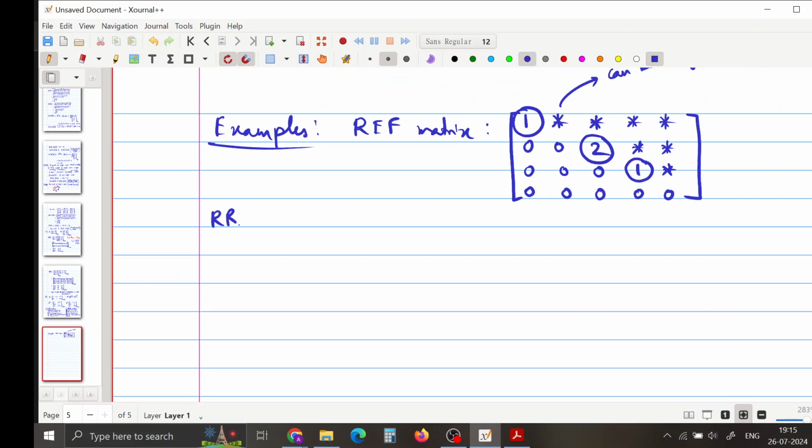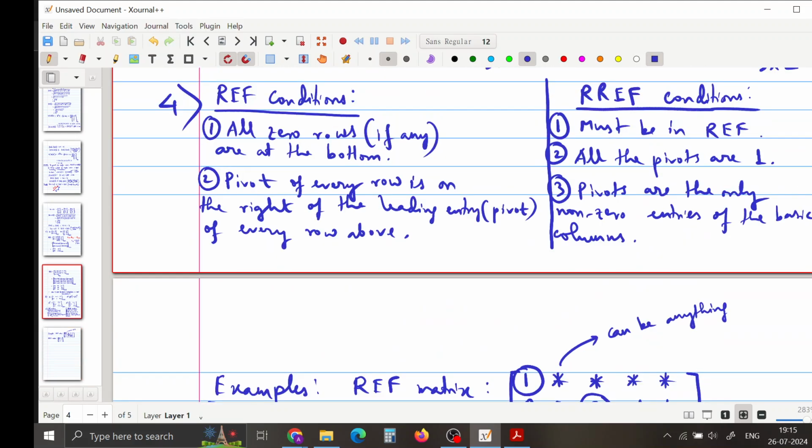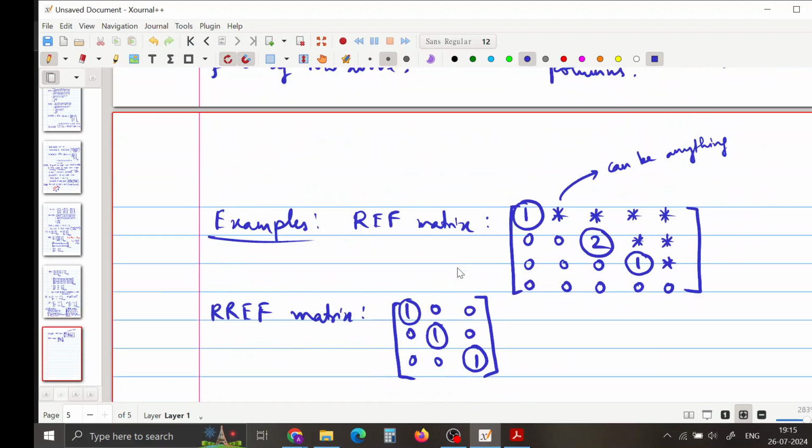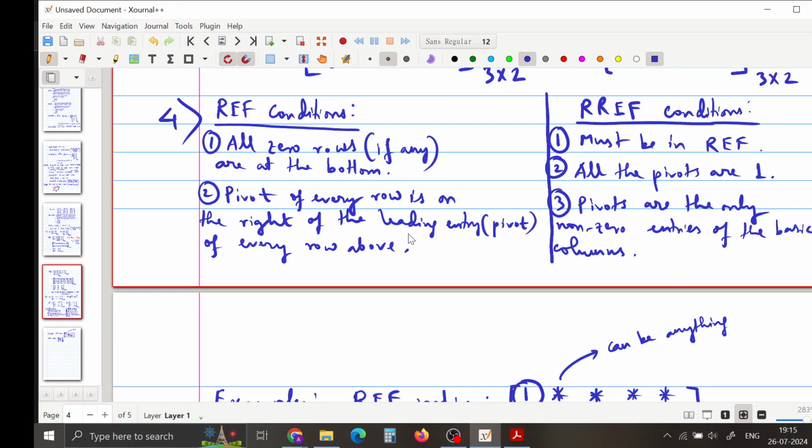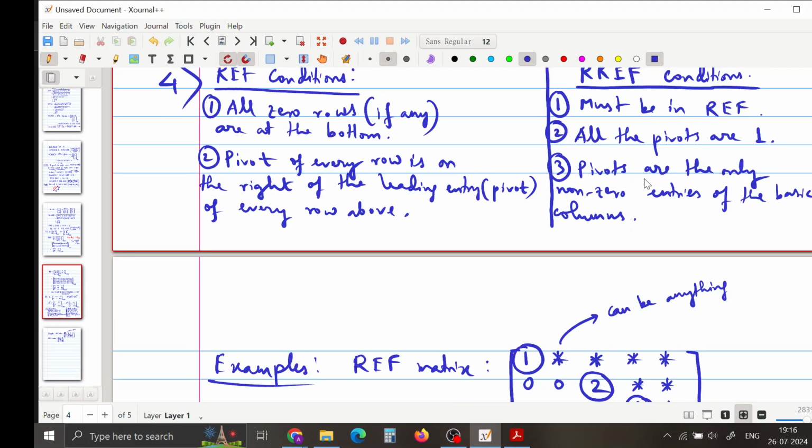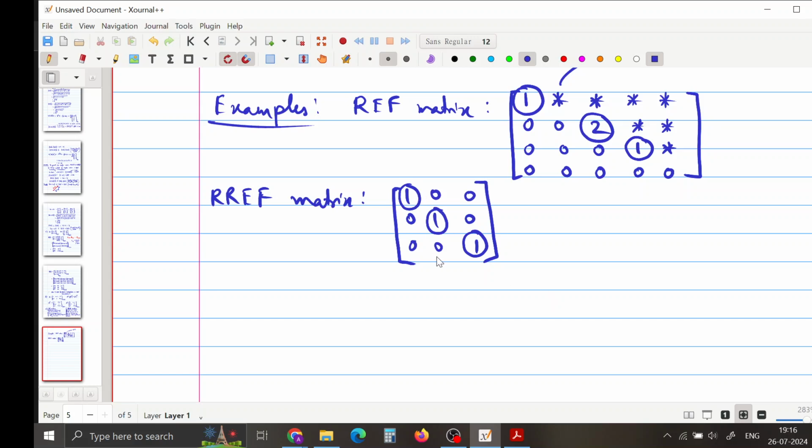And for an RREF matrix, if you have to give an example, one very standard example could be the identity matrix. Let's say the 3 cross 3 identity matrix. Correct. See here the pivots are these 1s, and that was the condition required for RREF, right? All the pivots should be 1, and it must be in REF. Of course it is in REF. And also the third condition is, in a column the pivot should be the only non-zero entry. You take all the 3 columns, you see that the pivots which are equal to 1 are the only non-zero entries, rest all are 0.